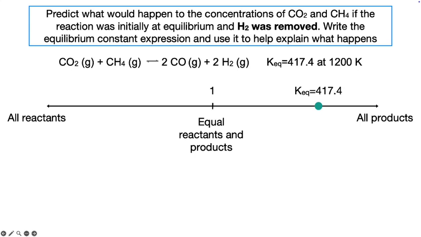So, new question. Predict what would happen to the concentrations of CO2 and CH4 if the reaction was initially at equilibrium and H2 was removed. Write out your equilibrium constant expression and use it to help explain what happens. Okay, it's a blue box. Talk to the people at your table. Try and piece it together.